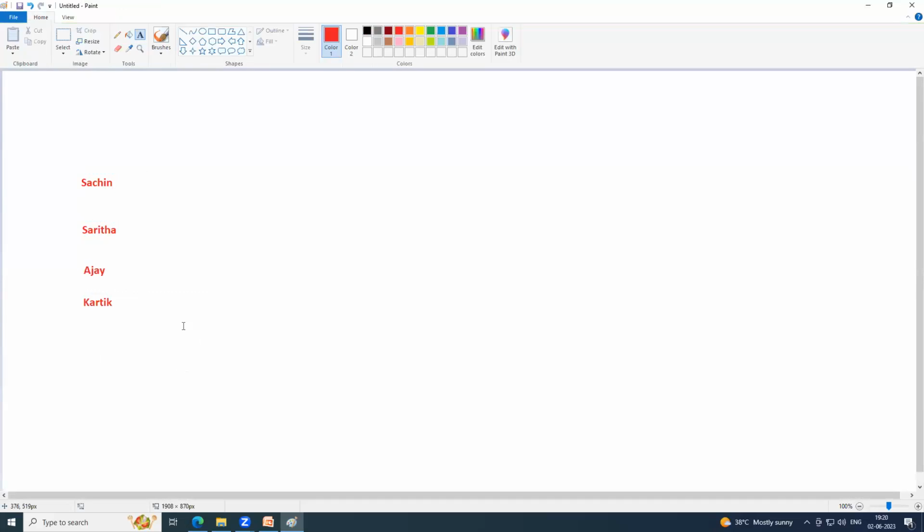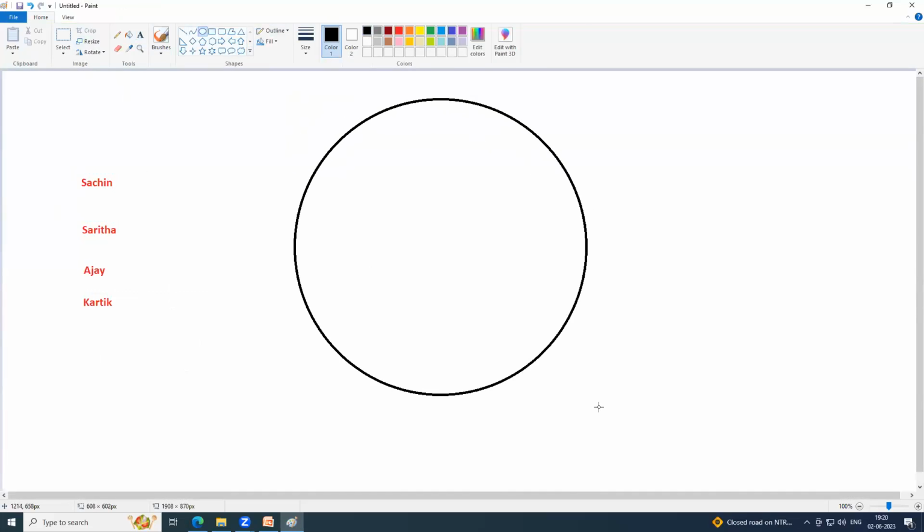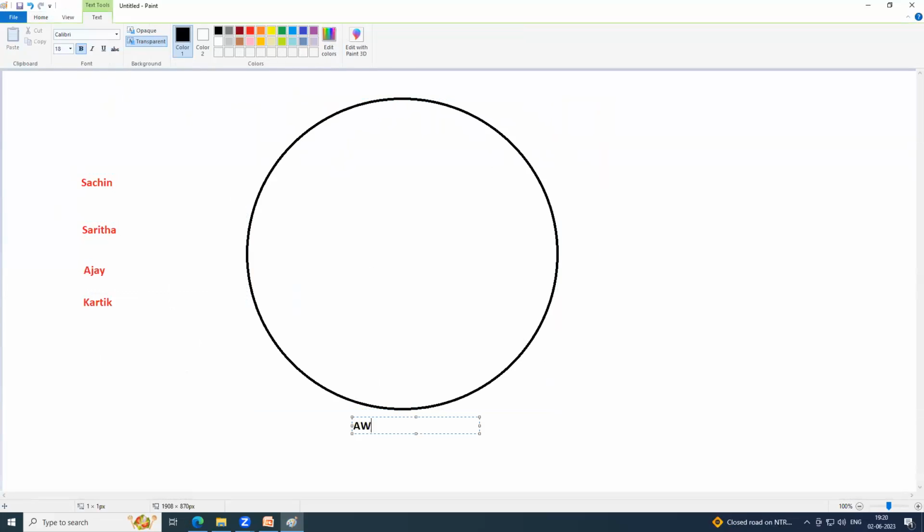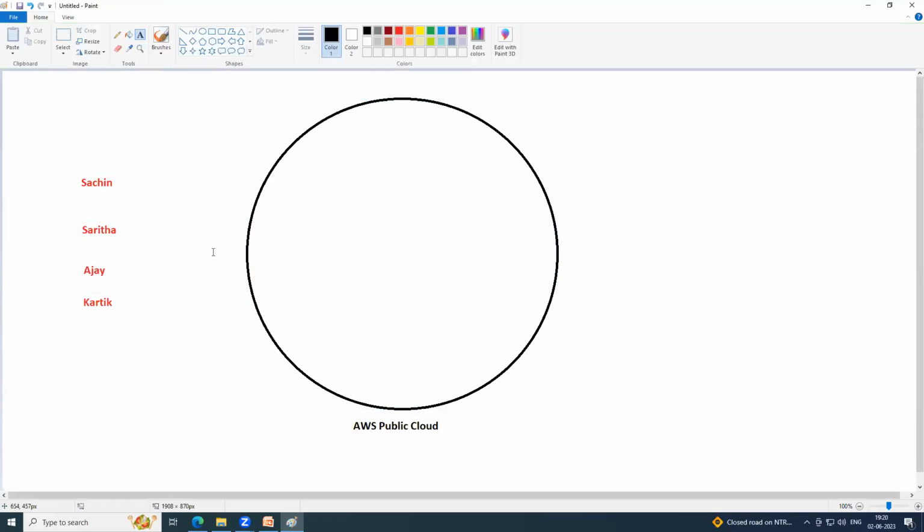Now these four people, this is AWS. Is this AWS a public cloud or a private cloud? AWS is a public cloud, we know this. And Sachin, Sarita, Ajay and Karthik, these are all customers.